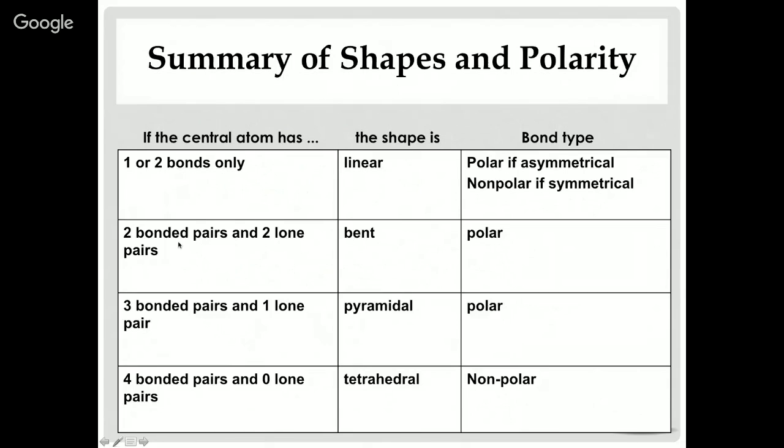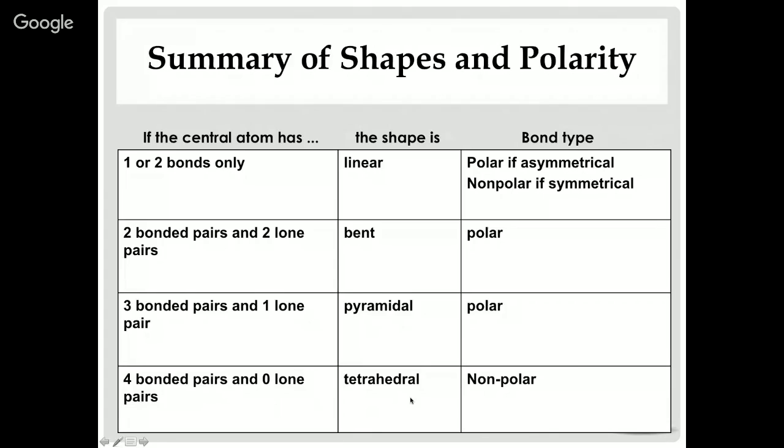If we have 2 bonded pairs and 2 lone pairs, or if we have any lone pairs, we know it's going to be polar. But 2 bonded pairs, 2 lone pairs, that's water. That gives us a bent shape. 3 bonded pairs and 1 lone pair, that's polar, again, because of the lone pair, and that's our pyramidal shape. And if we have 4 bonded pairs and no lone pairs, that's nonpolar, and that's our tetrahedral.